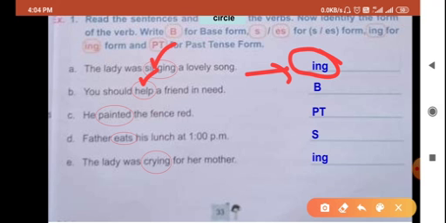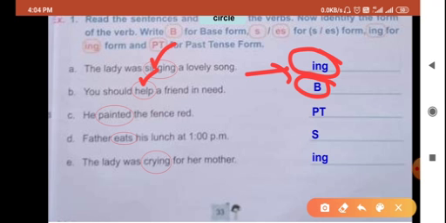And also it is not the past tense form, because the past tense form of help is helped. Ed will be here if it is a past tense form. So it is the base form, students. So we will write here B. Understood?